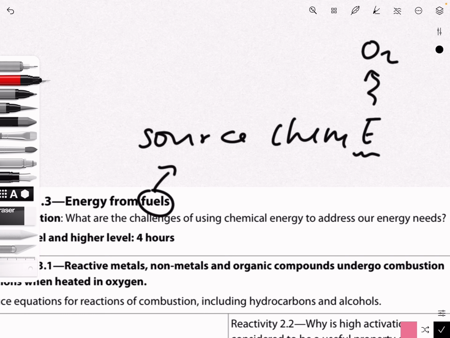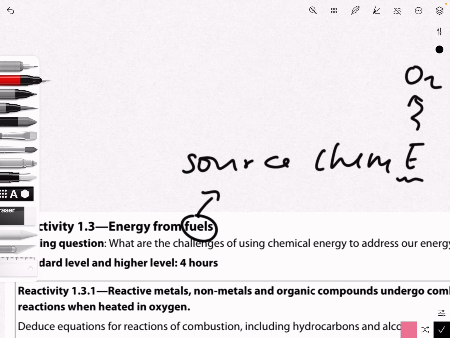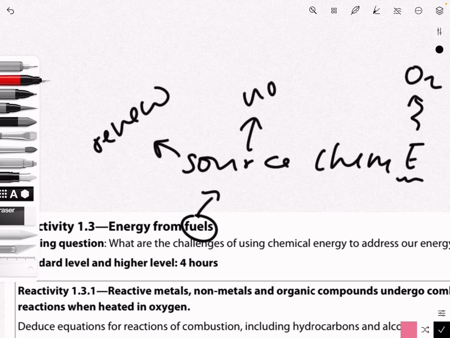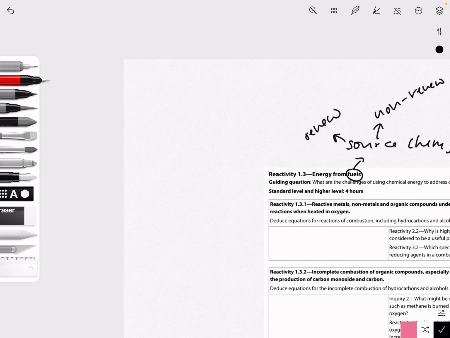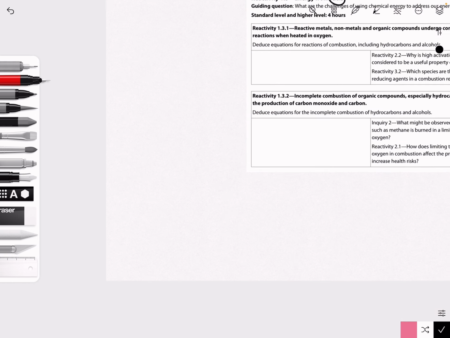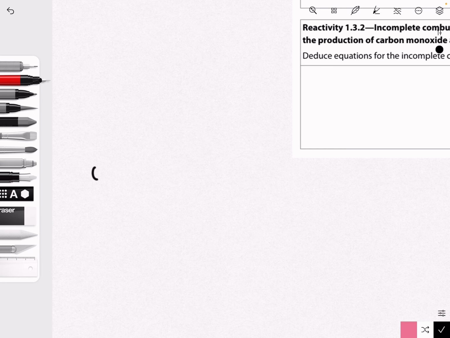And we have two main types of fuels, which would be our renewable and non-renewable sources. So let's start off with combustion. So combustion, let's get some space.